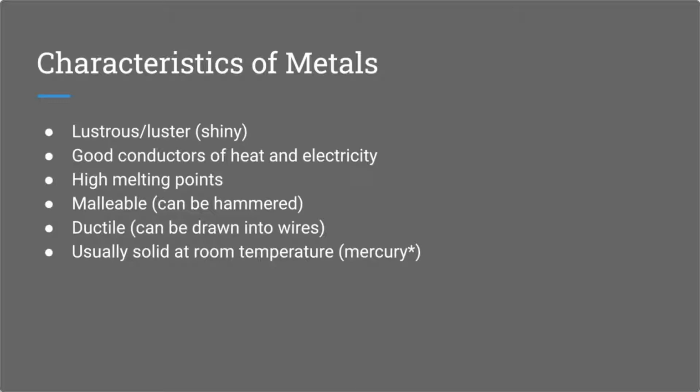They are also usually solid at room temperature. Now, that is for most metals. There is the exception of mercury, and because mercury had such a low melting point, is why we used it as a component of old thermometers because it was very reactive to heat.